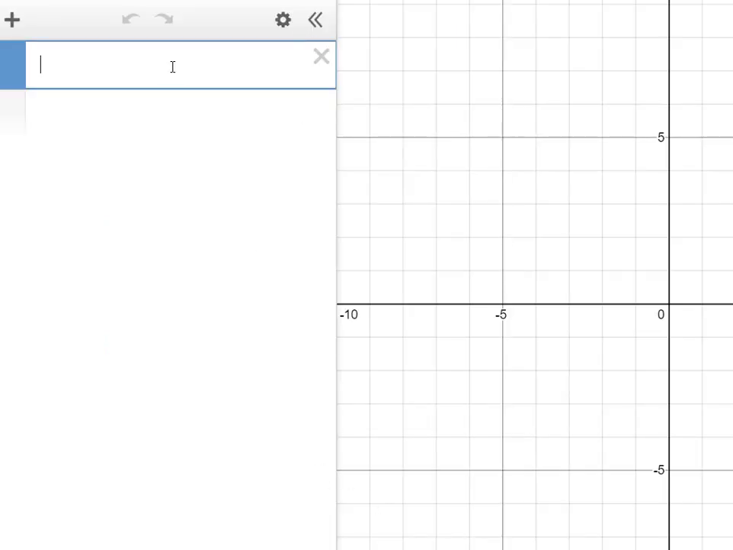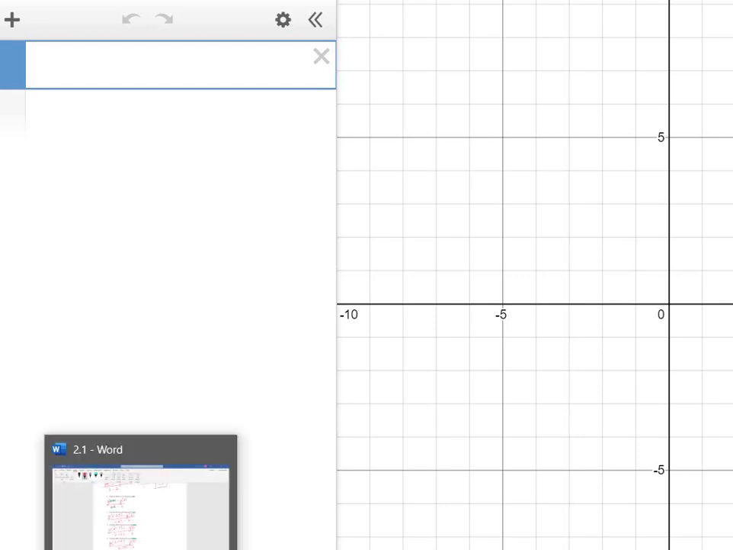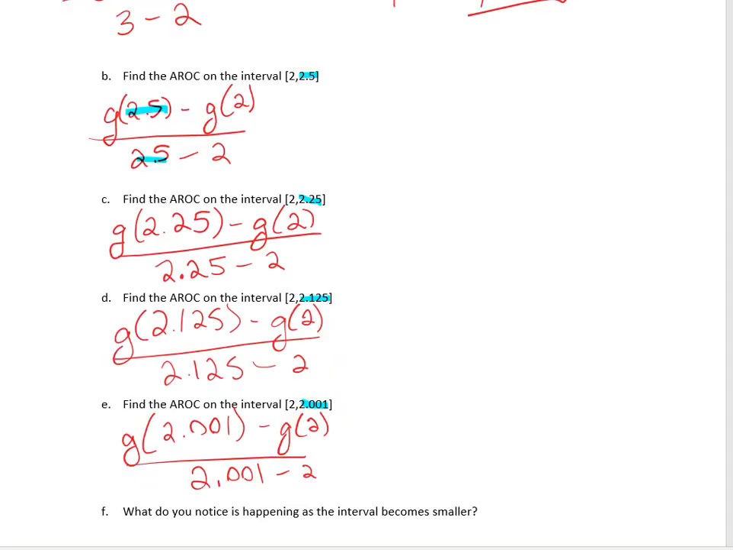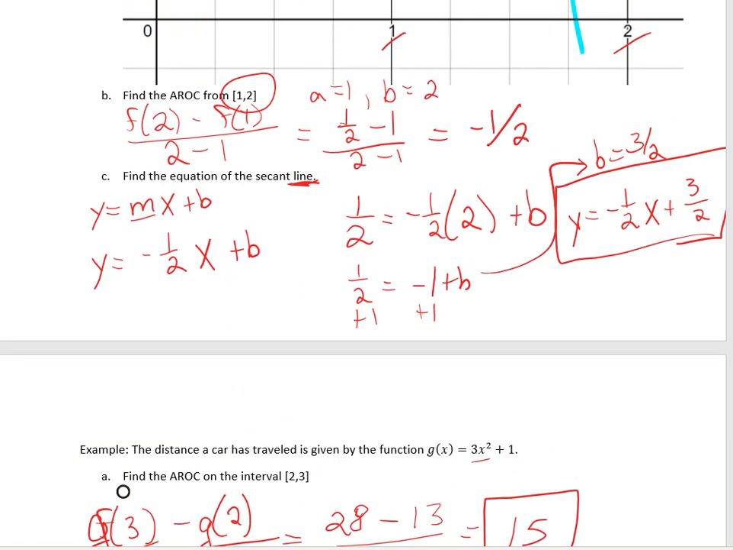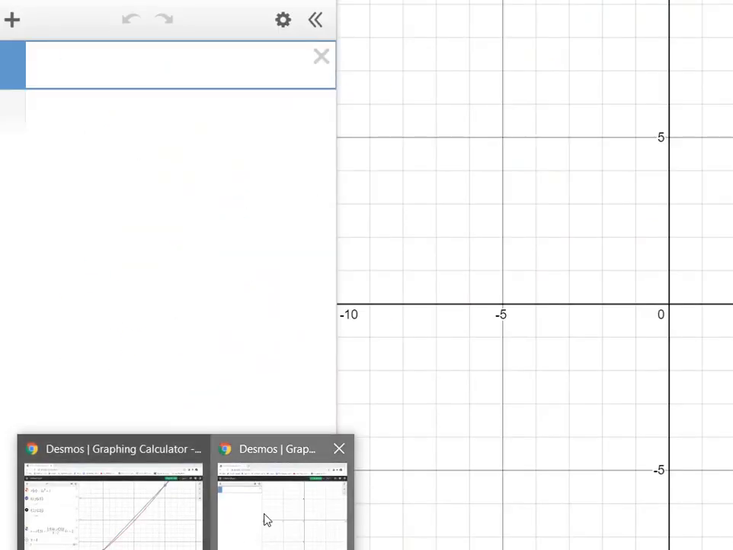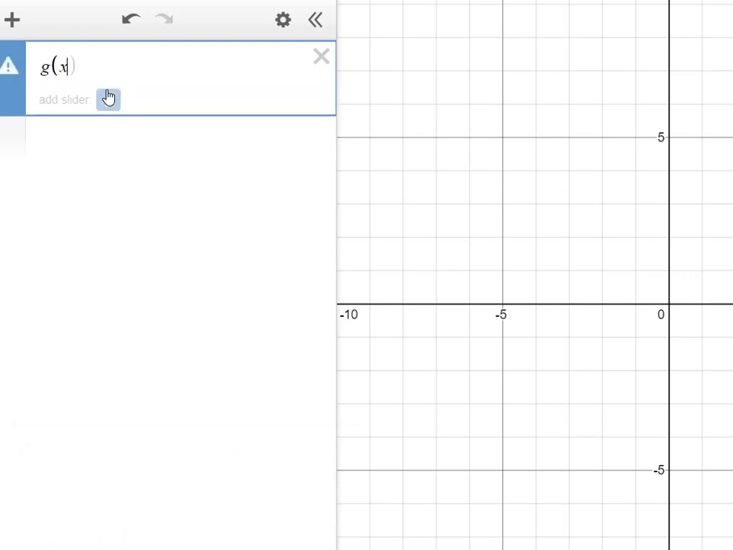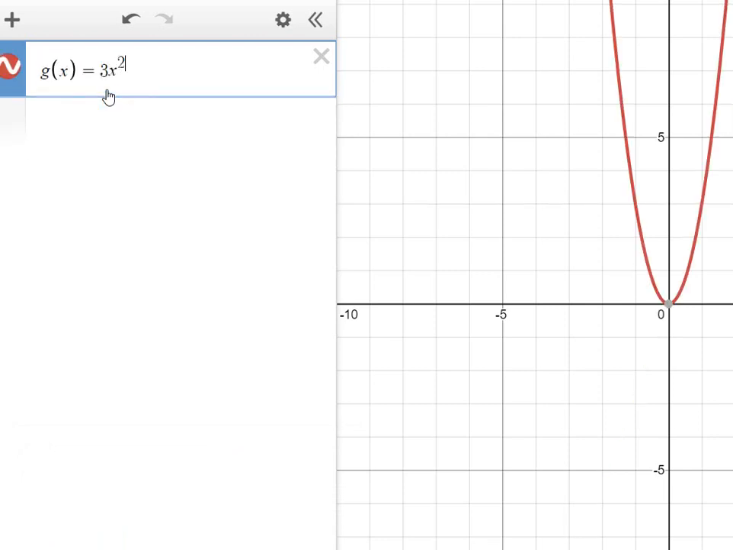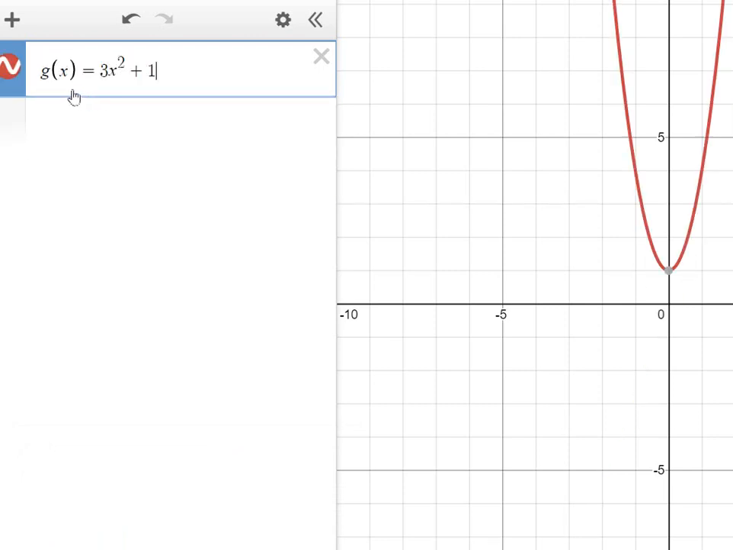All right, once you open up Desmos, the first thing we're going to do is enter in our function. Our function is g of x equals 3x squared plus 1. So let's plug that in. I'm going to type it just as it shows up on the paper, 3x to the second plus 1. Remember, it's important to name it g of x. It's going to come up in just a second.